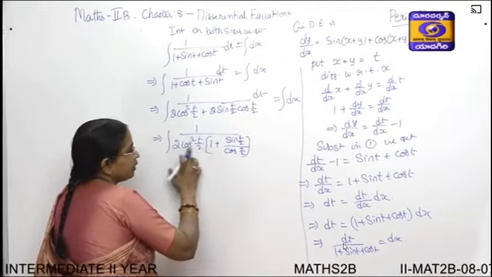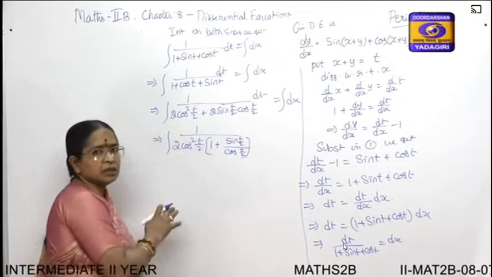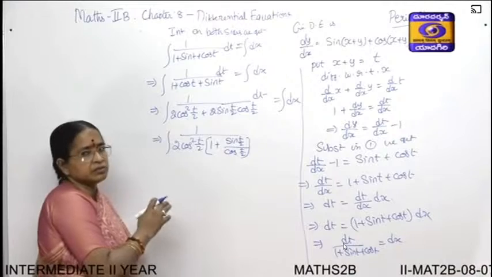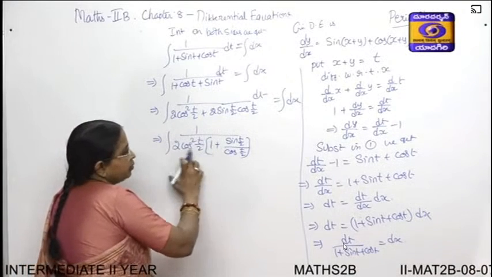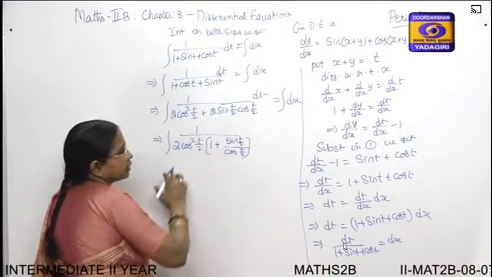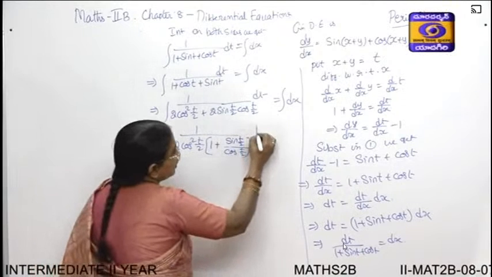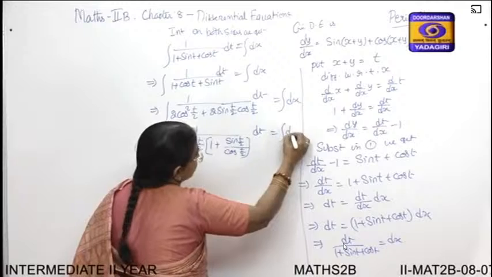So if you multiply, you learn this procedure. This is very important for 7 marks. So 2 cos square t by 2. Again, when you multiply, you are getting this. You can just check. dt is equal to integral of dx.